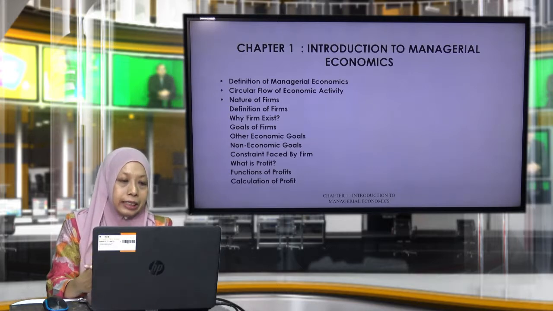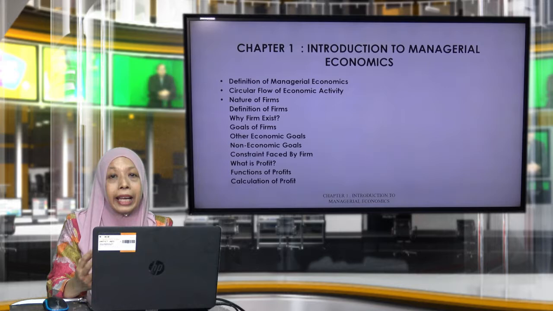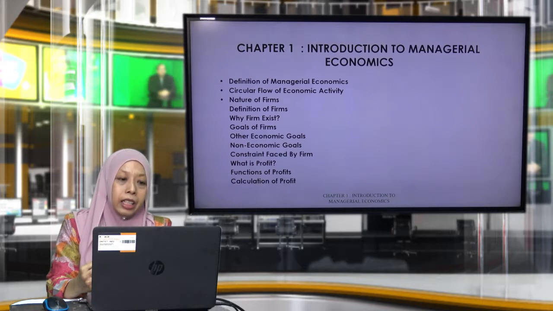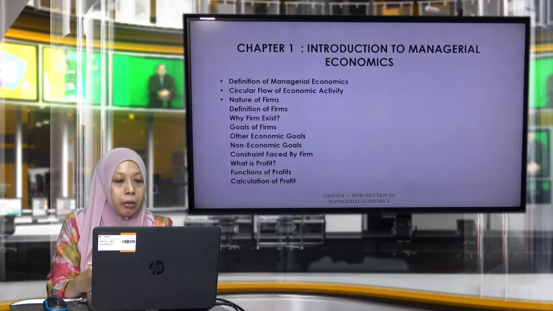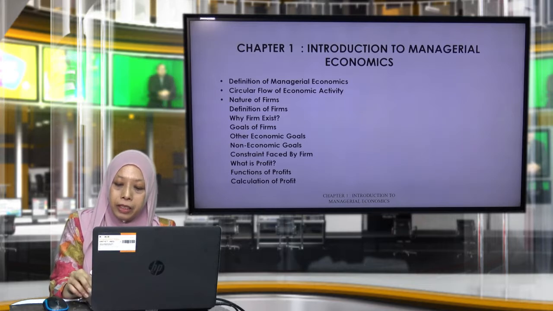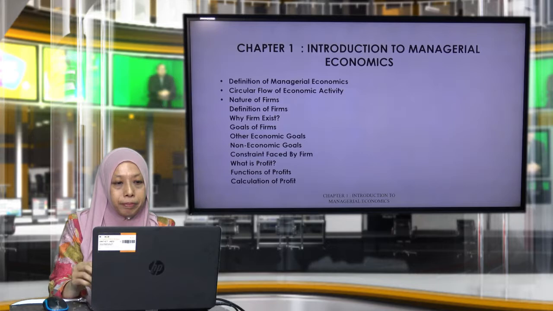As I said just now, we're going to look at the managerial economics definition, and then the circular flow of economic activity, because we would like to understand what a firm is and what the main roles of a firm are. After that we're going to look at the role of the firms in detail. So let's proceed with the definition.